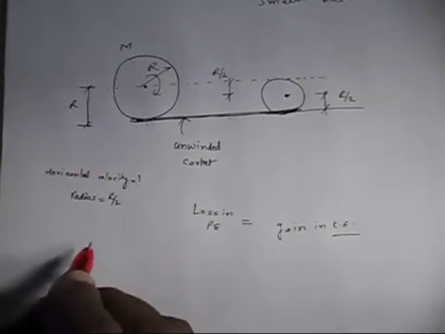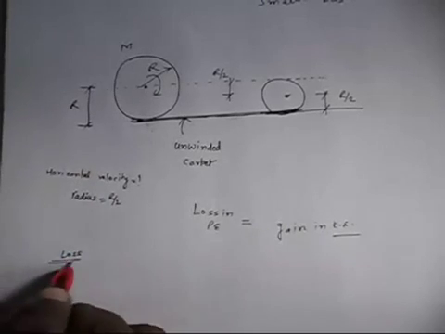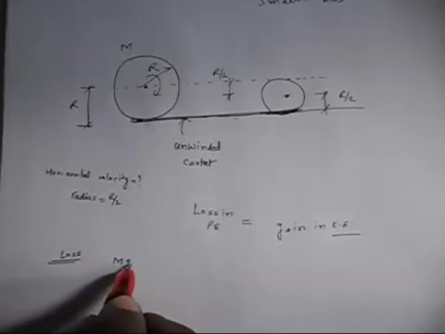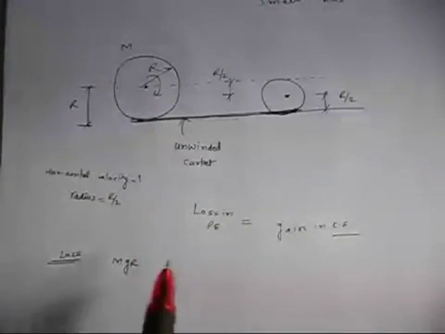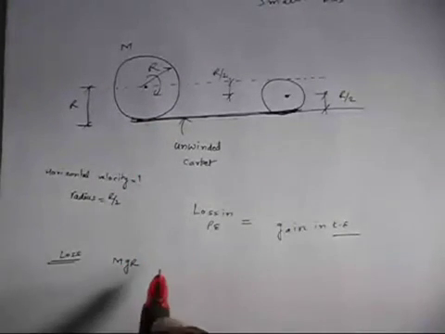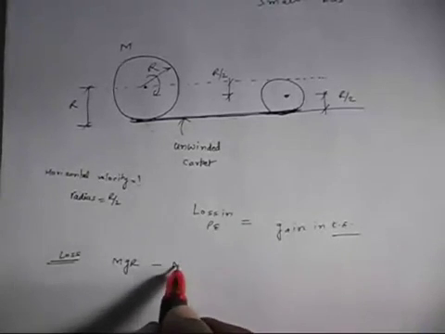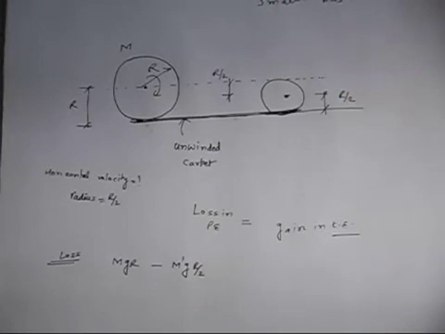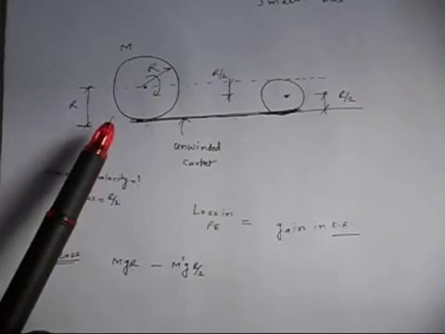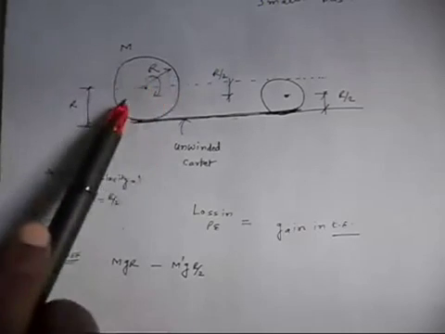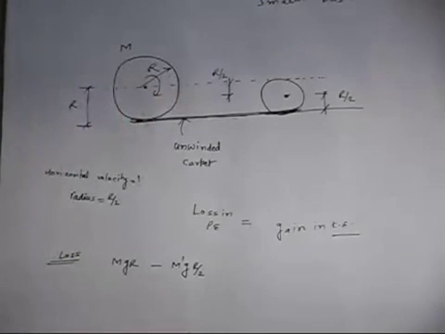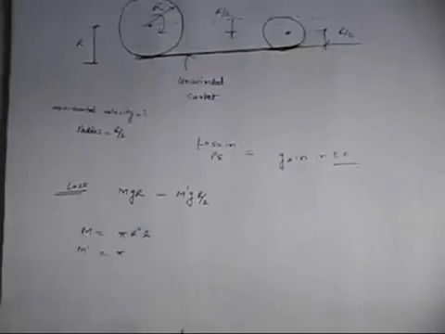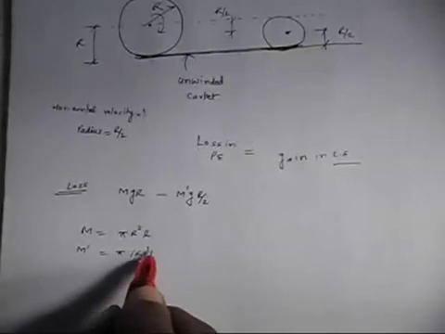Let us find the loss first. Initial potential energy is mgr, if this is my datum. Final potential energy is now m dash g r by 2. Now we have to find m dash. I can clearly say mass is proportional to the volume, pi r square into the length of the carpet, that is L. So I can say m is equal to pi r square into L, and m dash is equal to pi (r by 2) whole square into L.